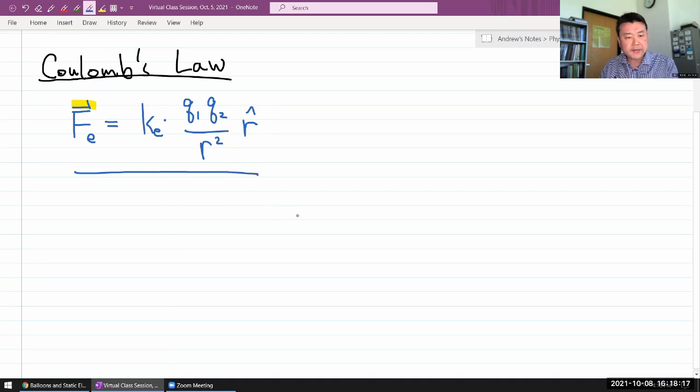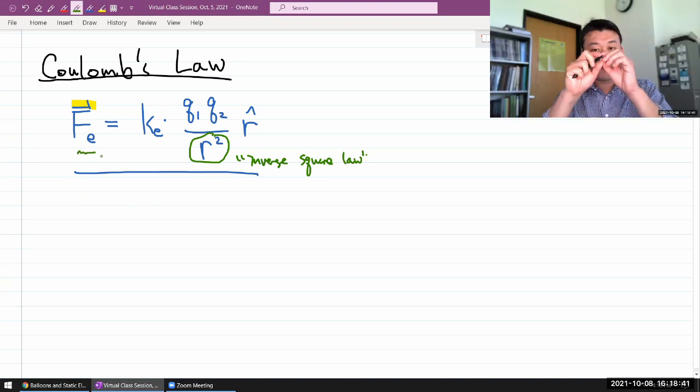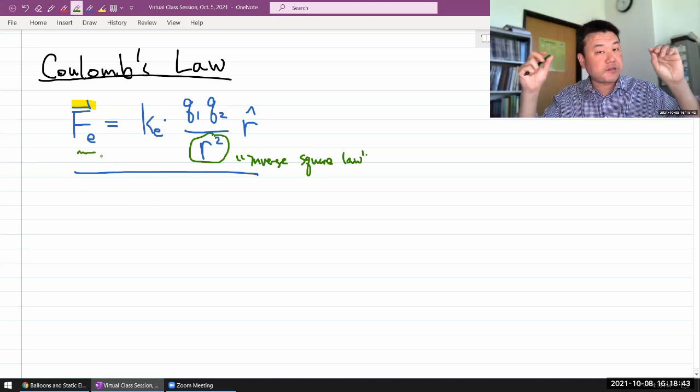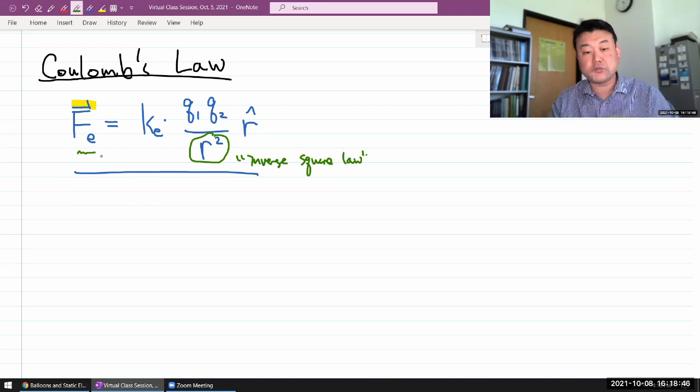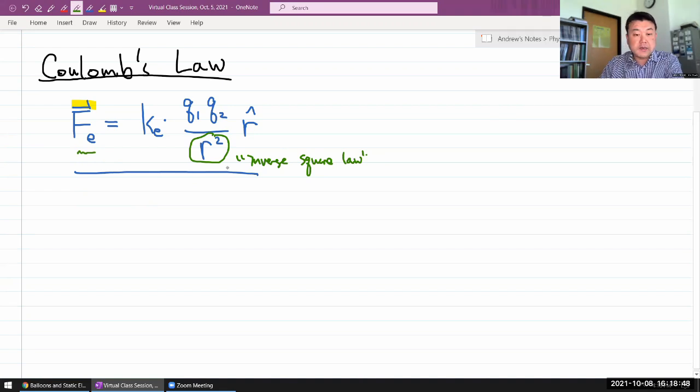In one single line, it contains quite a bit of information about electricity. The biggest thing would be that this is an inverse square law. It makes it so that the strength of the electric force is weaker for objects that are farther apart, and stronger for objects that are closer together. And so that's the consequence of the inverse square law. When R is small, the force is great. When R is large, the force is small.